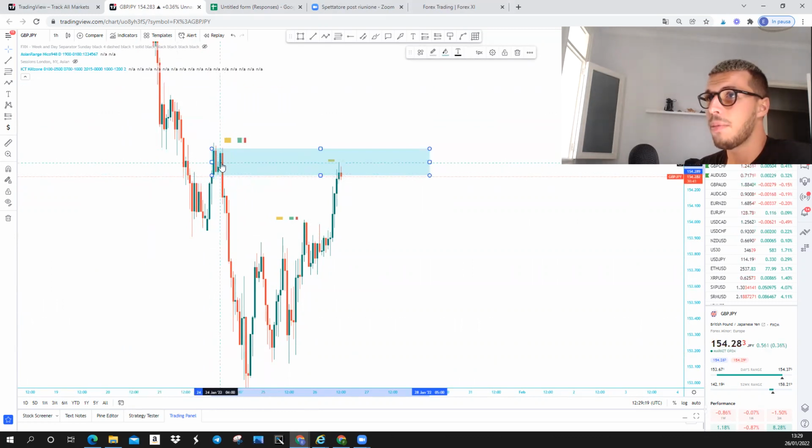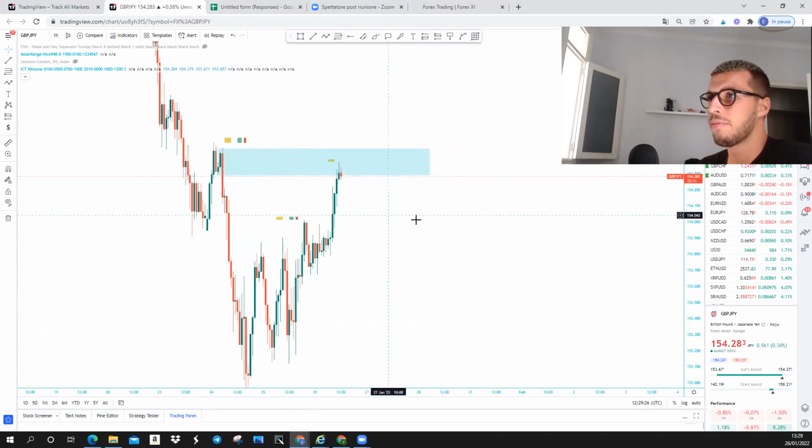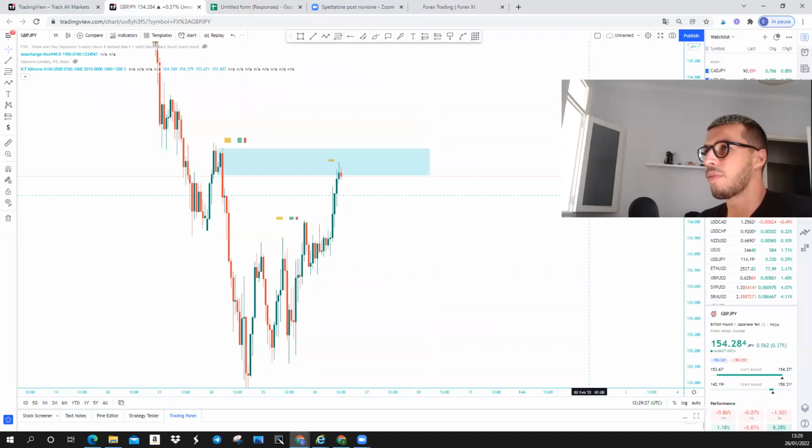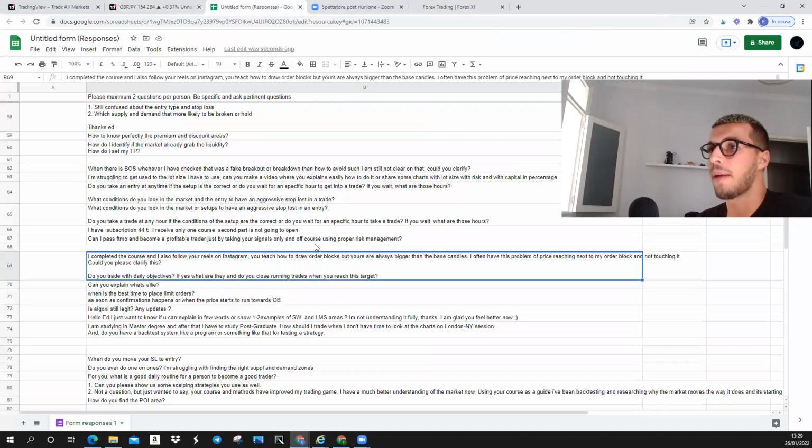Also, it might be because on the 1 hour, this is the order block, but in the 4 hours, this is the order block. So you're looking at it a little bit from the wrong perspective.